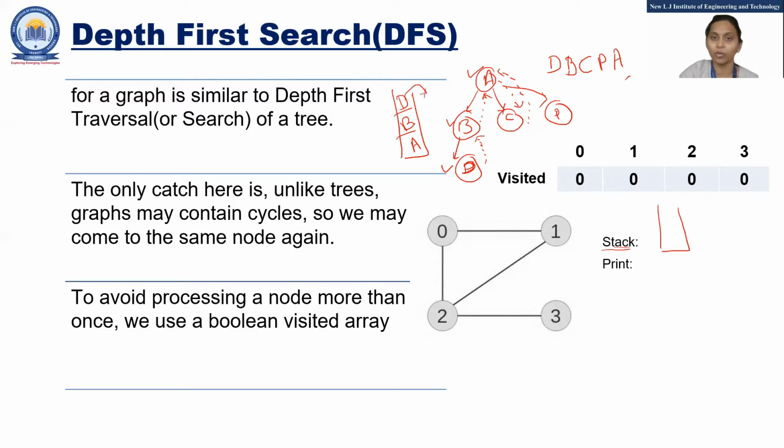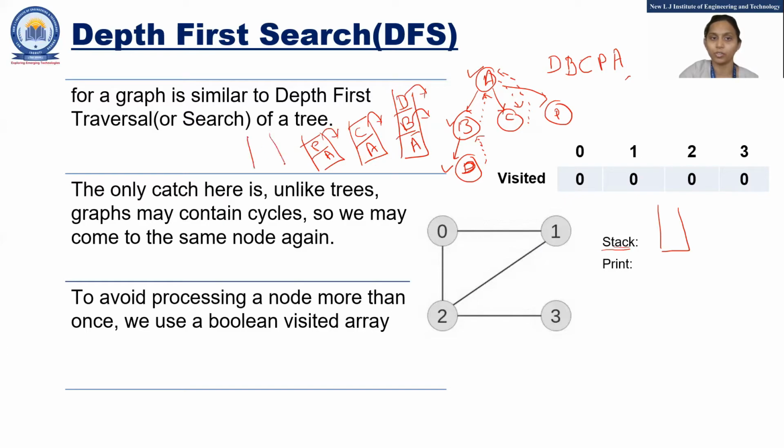Now A, B don't have anything, so B is popped out. Now does A have anything? Yes, A has child C. So A, C. Now C doesn't have anything, so C is popped out. Now does A have anything? Yes, A has P. So A, P. Fine. Now P is also popped out.